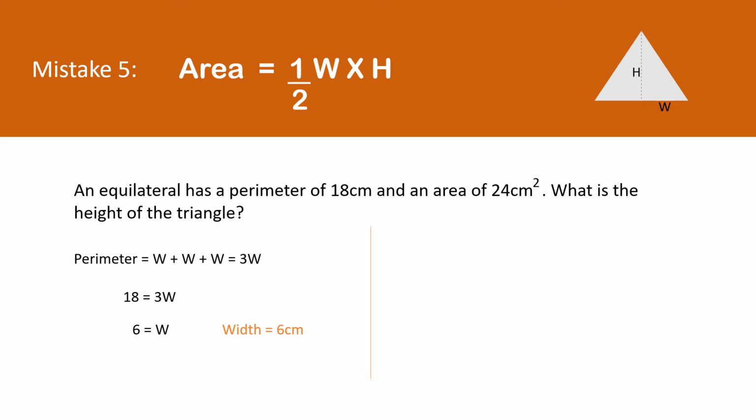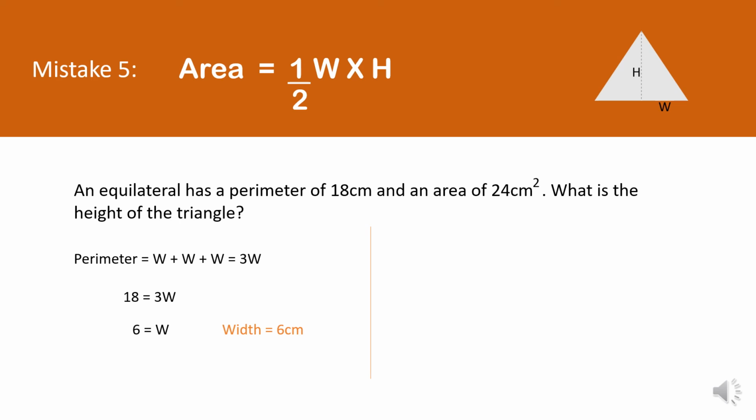Now I know that the perimeter equals W plus W plus W, and that's because all sides of the equilateral are identical. This means the perimeter equals 3W. The question stated that the perimeter equals 18 cm, which means 18 equals 3W. This also means that the width of my triangle equals 6 cm. You should know that the height does not equal the width.